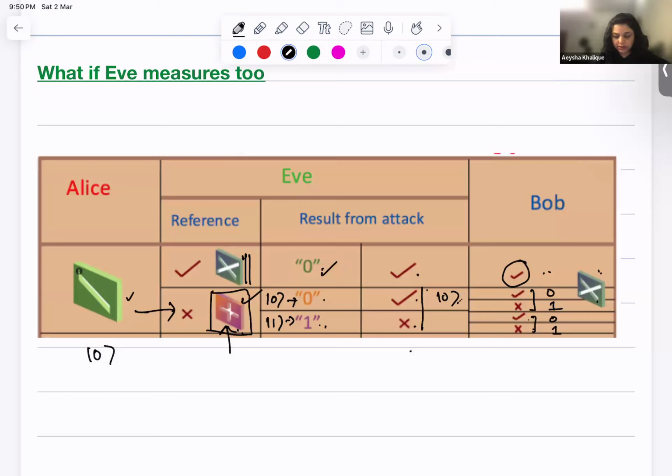Which is this case. So in the cases where her bases exactly match, then she knows her bases match, she knows she's correct, and she knows that Alice and Bob have the same bit value. So she actually has the 50% knowledge, right?